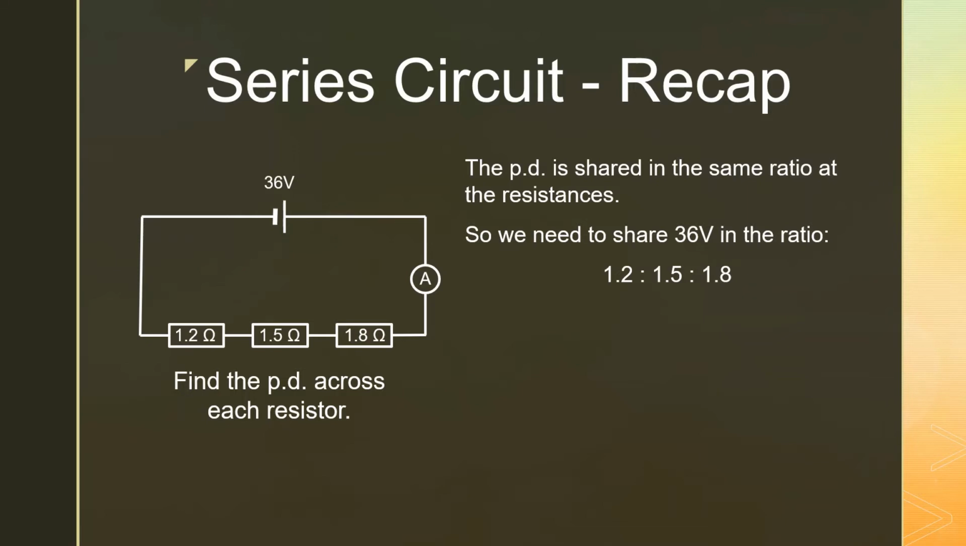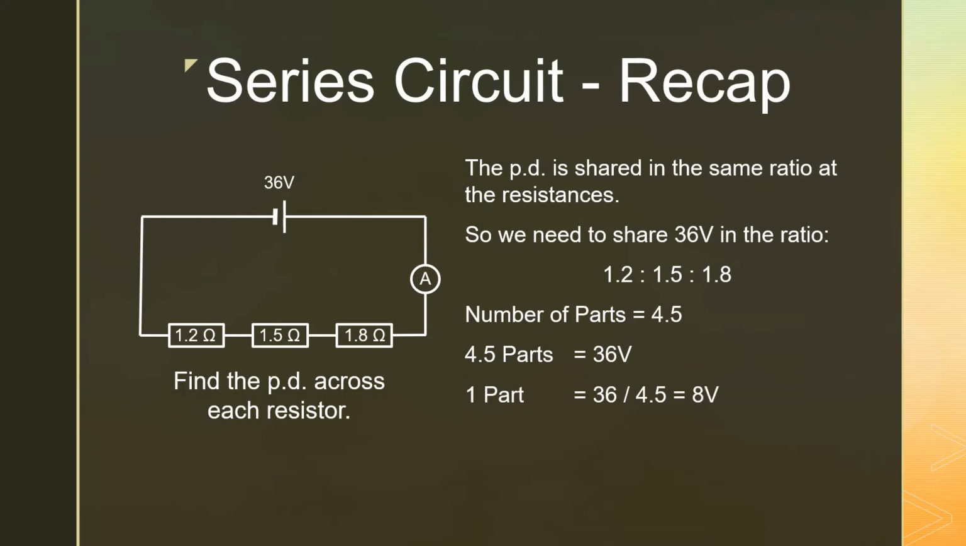But either way, we're not in a maths lesson, we're in a physics lesson. So what I'm going to go ahead and do is just add these three up and work out how many parts there are. And if we do that, we've got 4.5 parts. So 1.2 plus 1.5 plus 1.8 is 4.5 parts. So we're saying that 4.5 parts is equal to our 36 volts. So I now want to work out what one part is. Now, how do I do that? I divide both sides by 4.5. So I get that one part is 8 volts.